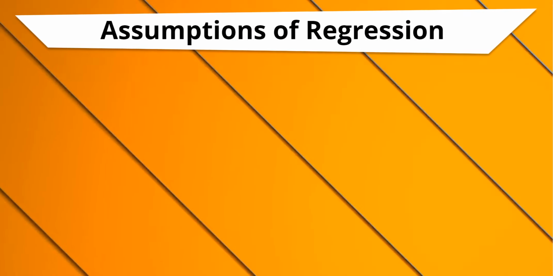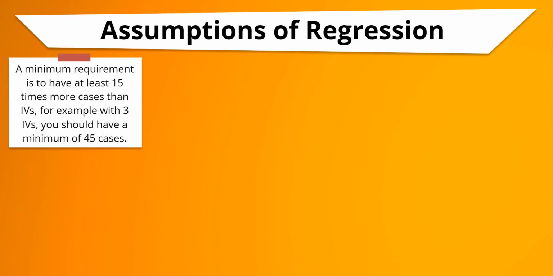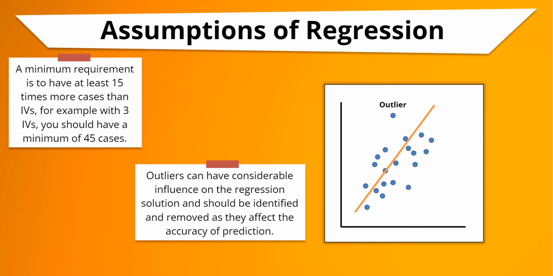Assumptions of regression. A minimum requirement is to have at least 15 times more cases than IVs. For example, with 3 IVs, you should have a minimum of 45 cases. Outliers can have considerable influence on the regression solution, and should be identified and removed as they affect the accuracy of prediction. Differences between obtained and predicted DV values should normally be distributed, and variance of residuals the same for all predicted scores, homoscedasticity. These assumptions can be tested by inspecting residual scatter graphs and histograms.